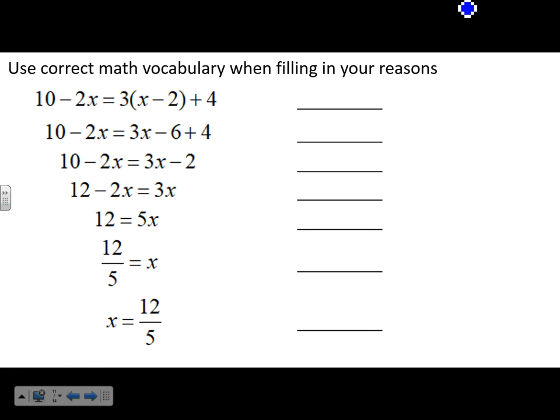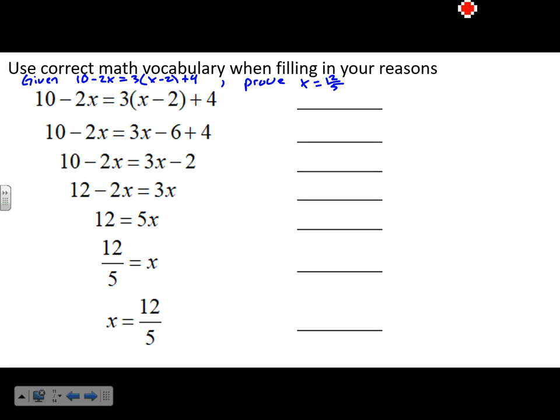So the thing that I forgot that's on your notes but not in your video is this should say here at the top, given 10 minus 2x is equal to 3 times x minus 2 plus 4. So given that, prove x is equal to 12 over 5. So sorry, that should have been typed in there, but I'm going to have to re-record the whole video if I want to do that, so that's good enough. So on your notes, it should say given 10 minus 2x is equal to 3 times x minus 2 plus 4. Given that, prove that x is equal to 12 over 5.